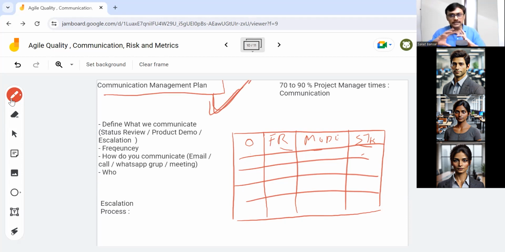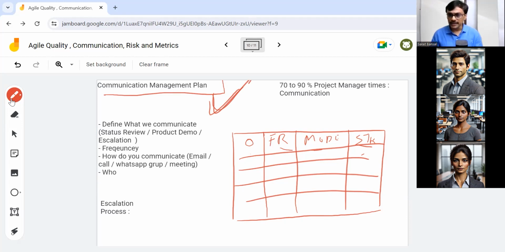Can I have an internal communication protocol also included in a communication management plan? It is possible, you can do it. Sometimes people have a separate artifact which they create for their team interaction and they call it a team's working agreement.